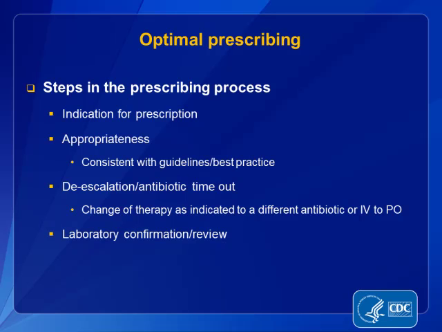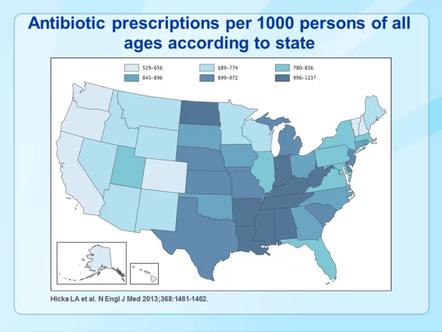Or you just write it and walk away and leave the patient on it for 14 days. If we could get people to take that antibiotic time out, to de-escalate that therapy based on having done the right kind of laboratory tests, that's going to make a tremendous difference. That's part of what's involved in optimal prescribing. That's what we're trying to achieve, to have every physician optimize her or his prescribing practices. That's what's going to make the difference.